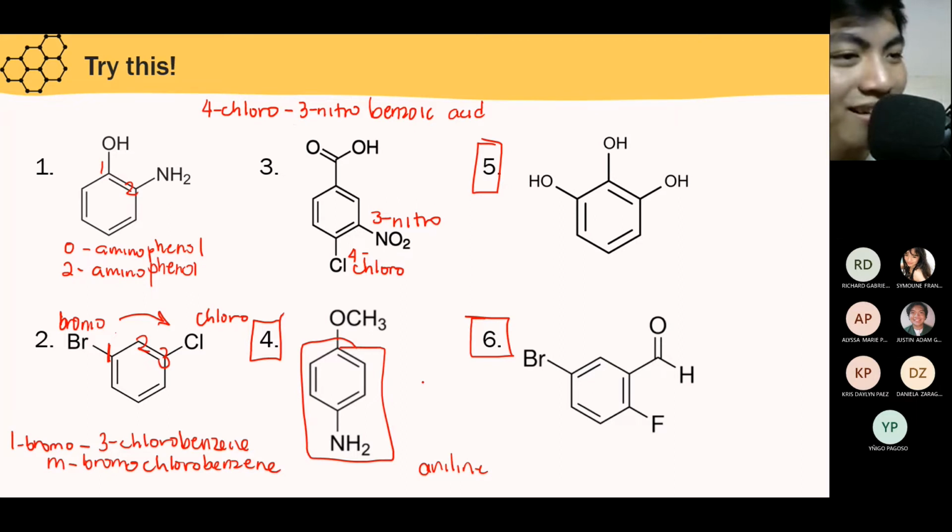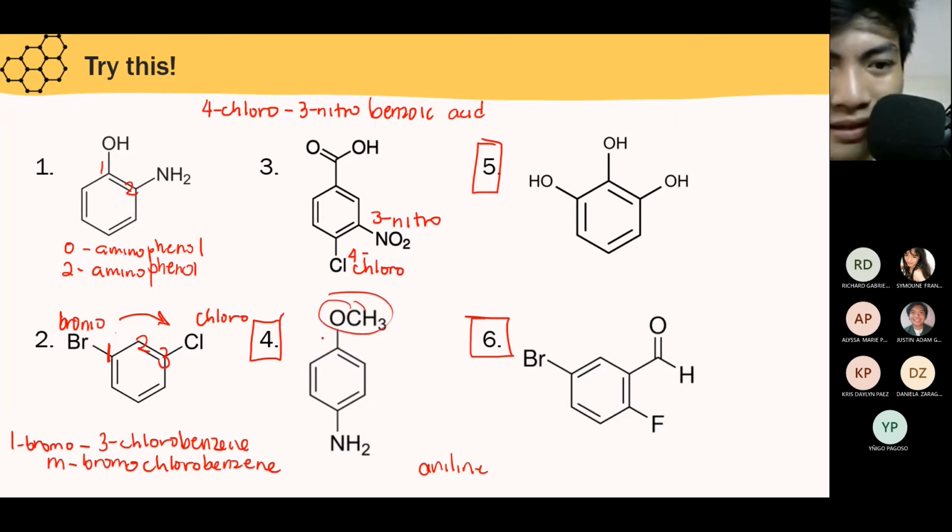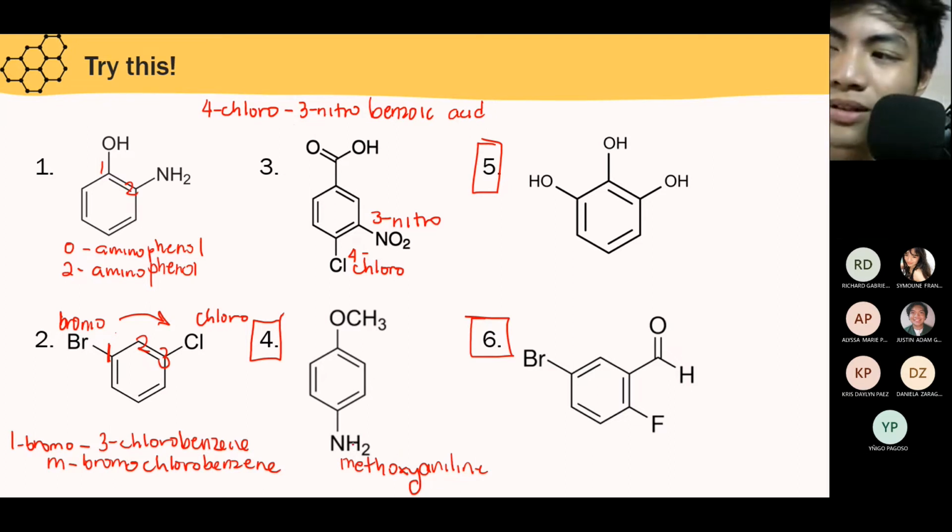Tama ba spelling ko? Ayan, that's aniline. And this is methoxy na yung tawag sa kanya. So, that is methoxyaniline. The position of your NH2 and your OCH3 are on carbon 1 and 4. So, pwede ka gumamit ng para. Para methoxyaniline. O, pwede rin naman 4 methoxyaniline.